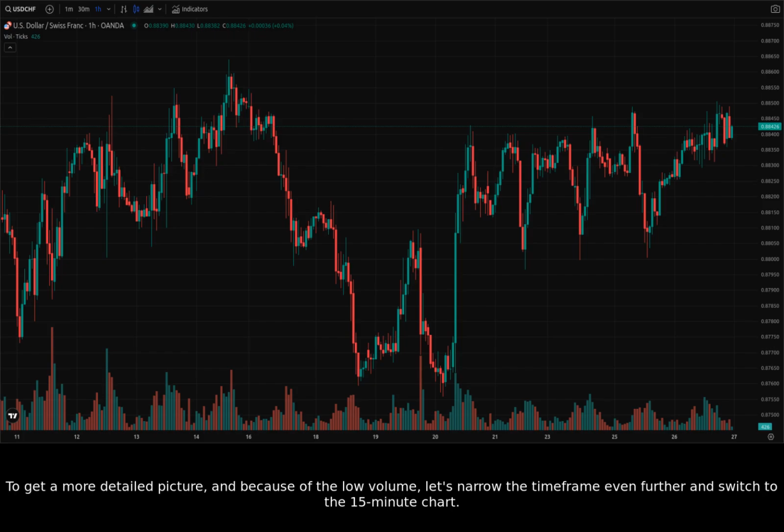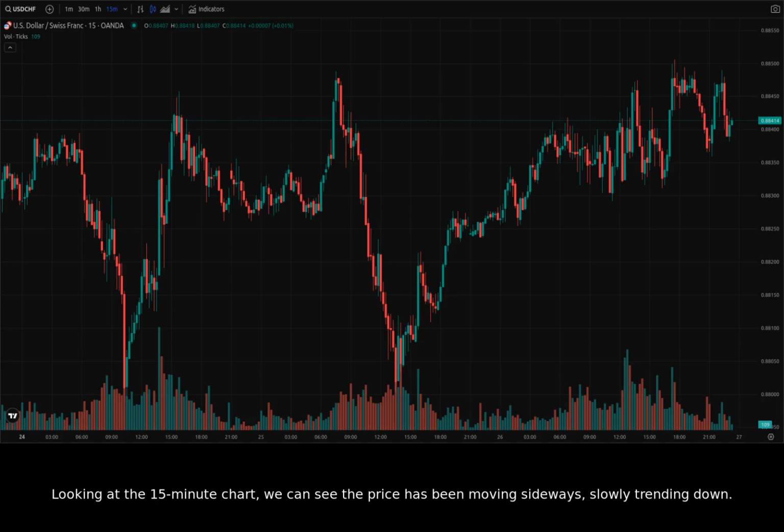To get a more detailed picture, and because of the low volume, let's narrow the time frame even further and switch to the 15-minute chart. Looking at the 15-minute chart, we can see the price has been moving sideways, slowly trending down. The price action is extremely quiet, so a big move could be incoming to break this trend due to pent-up volatility. Keep an eye on the immediate resistance at 0.883 and support at 0.882.